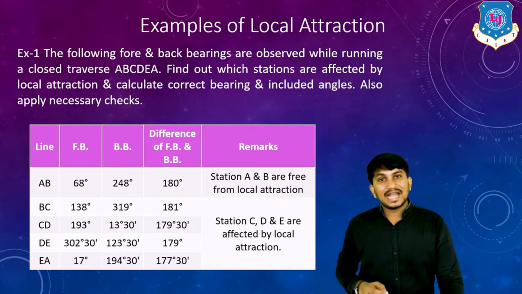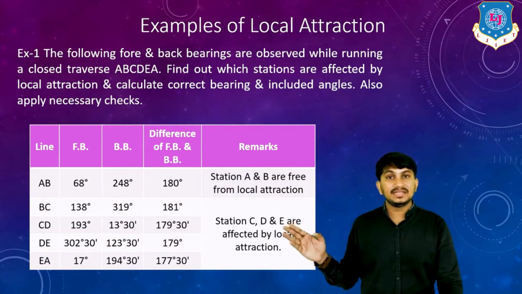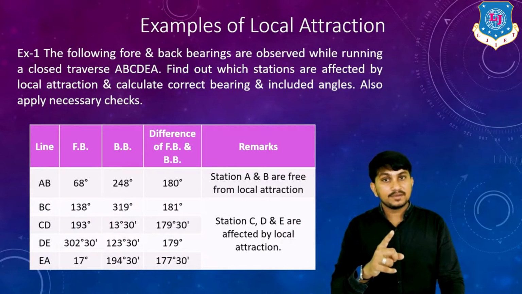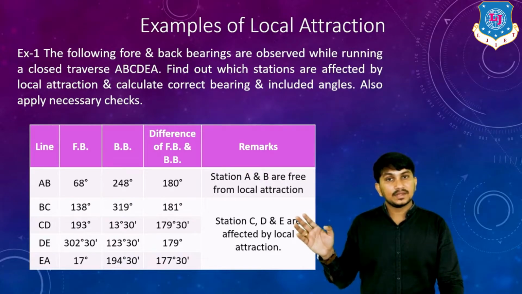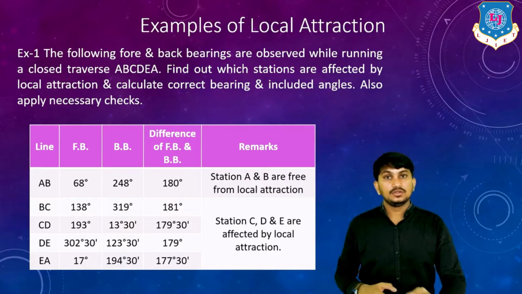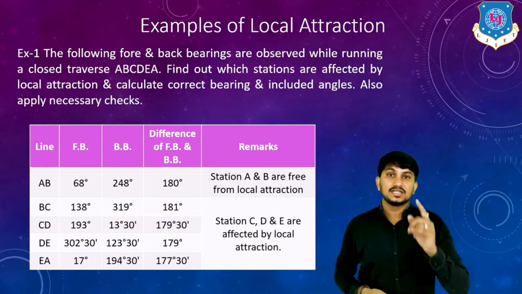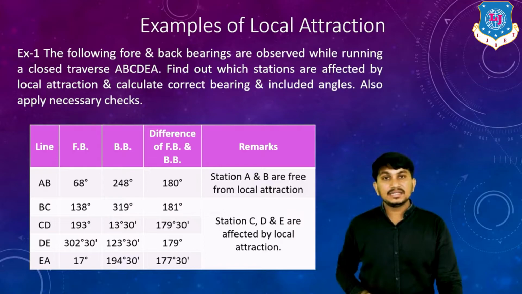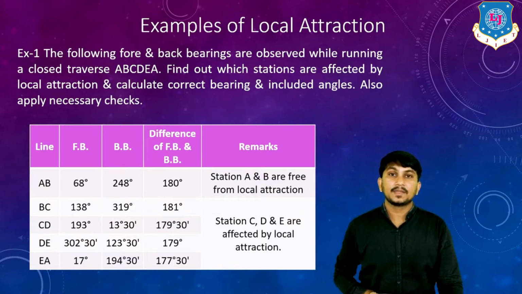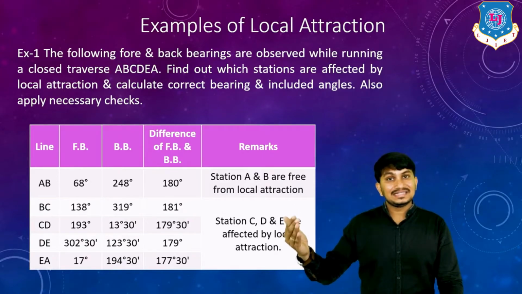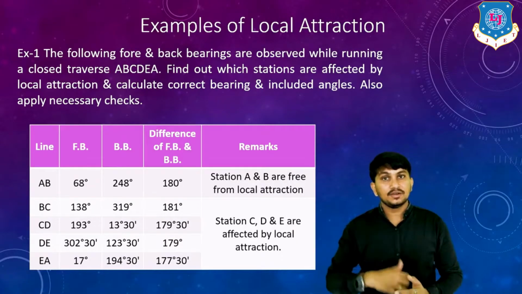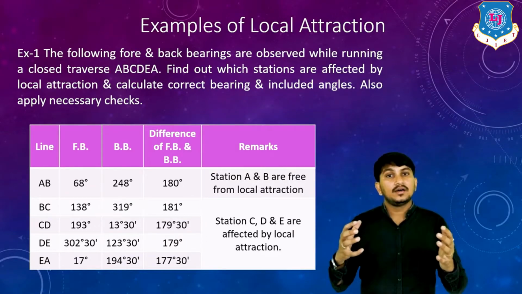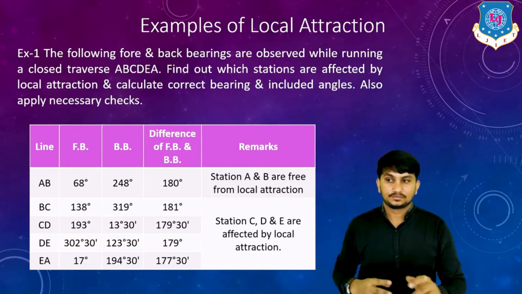Then in line BC, the difference is 181 degrees, which means the difference does not equal 180 degrees, so there is a chance of local attraction. Here in BC, B is free from local attraction, so there is a chance of local attraction at station C. In CD, the difference is 179 degrees 30 minutes, which also does not equal 180 degrees. Station C is affected by local attraction, so it can be the case at station D also. It is also affected by local attraction.